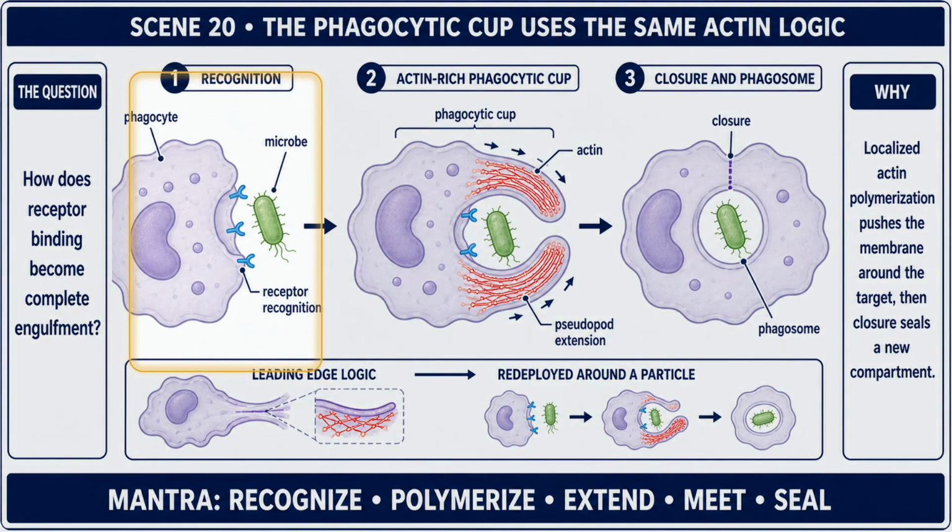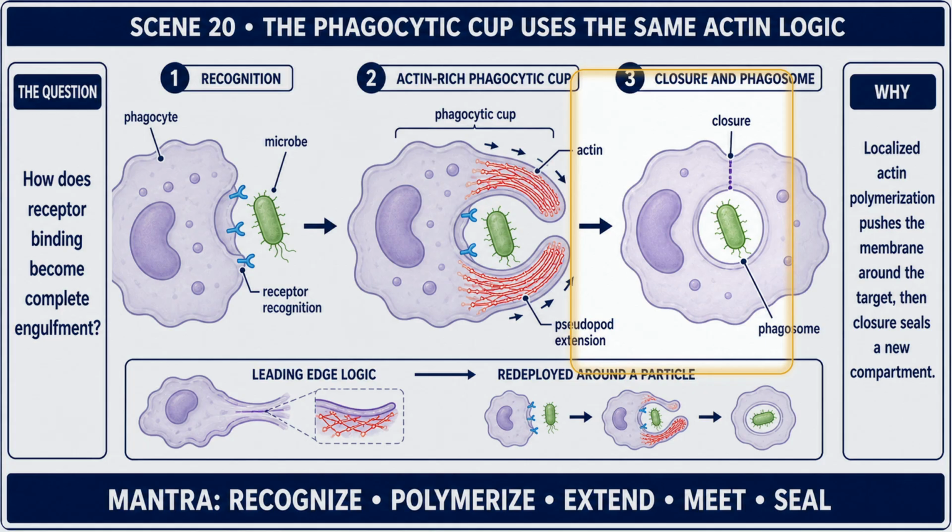A phagocyte can redeploy the same leading-edge logic around a particle. First, surface receptors recognize and bind the microbe. That local signal recruits actin assembly beneath the plasma membrane. As actin polymerizes, the membrane is pushed forward on both sides of the target. These advancing pseudopods form the phagocytic cup. The cup does not simply open and swallow. Its edges continue around the microbe until the tips meet.